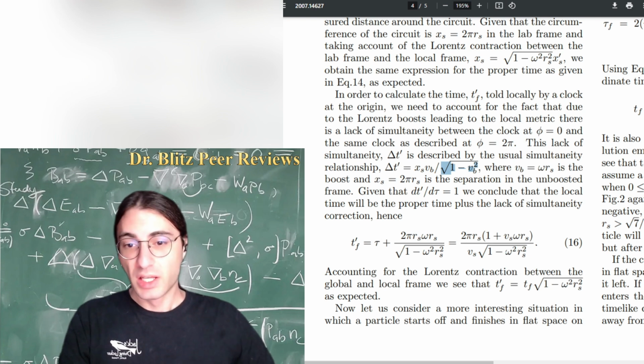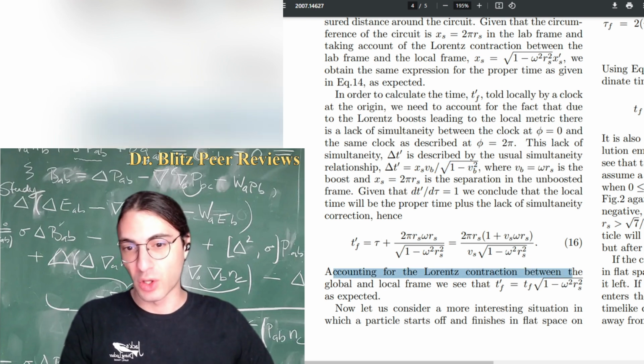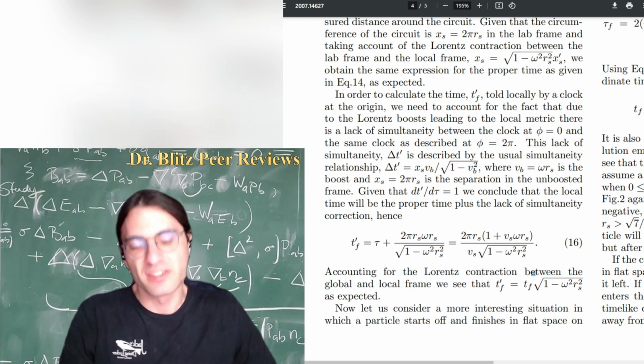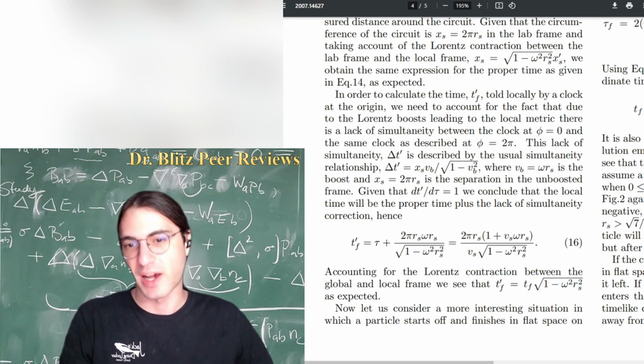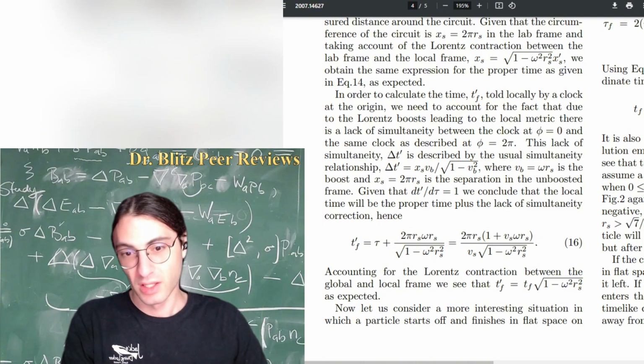Now, accounting for the Lorentz contraction between the global and local frame, we see that this is exactly what I was just saying. That t prime f equals tf times this square root factor, which is exactly what we expected. Okay.